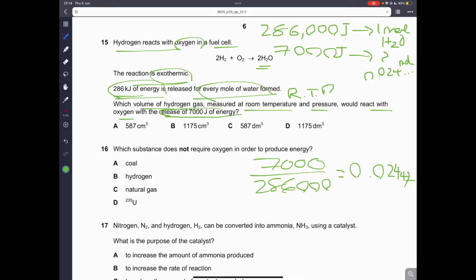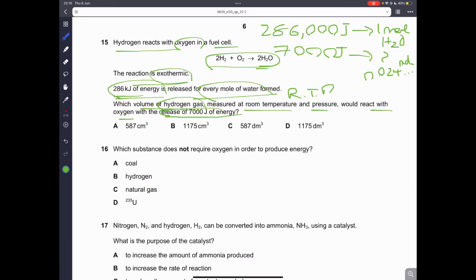And remember, now after we have done that, from the equation there's the ratio. Now we want to find the hydrogen gas. The ratio of water to hydrogen gas is basically 2:2, so it's 1:1. This means that if 0.0245 moles of water are formed from the release of 7,000 joules, then there would also be 0.0245 moles of hydrogen. So the moles of water and hydrogen are the same because they have the same mole ratio.